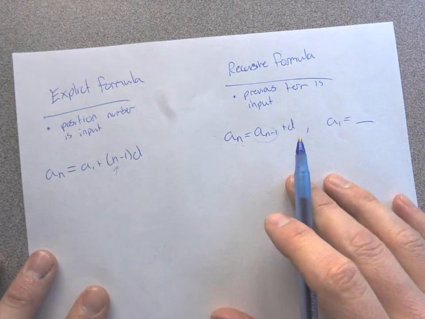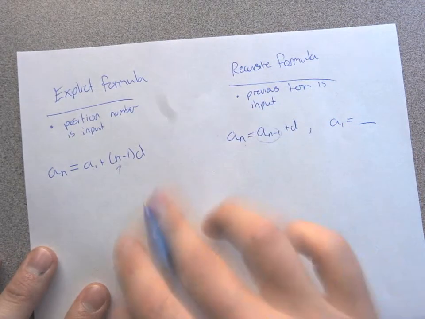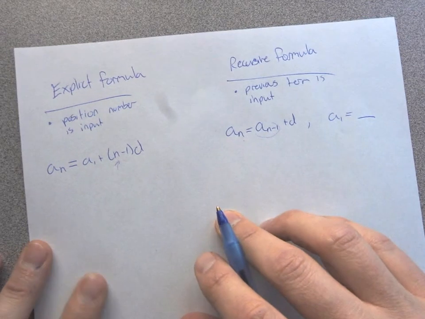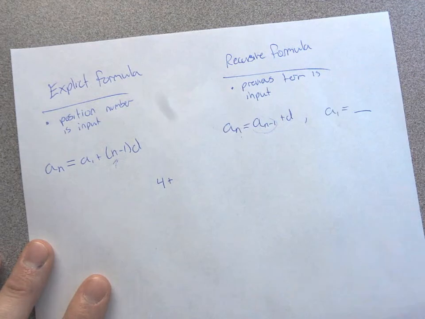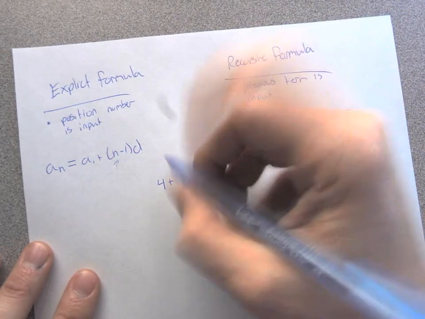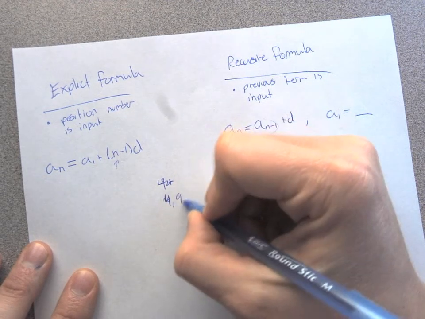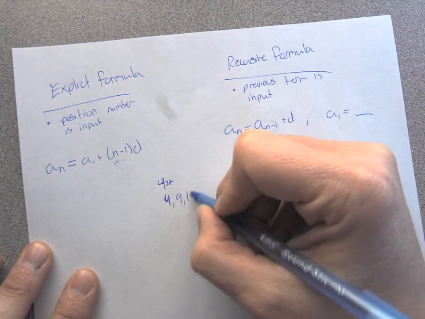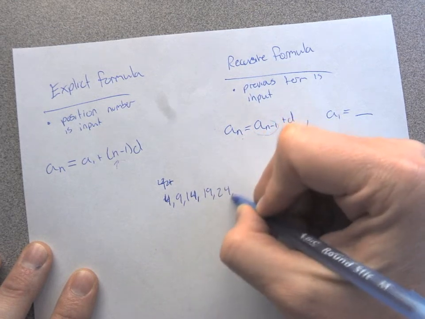So let's actually get a sequence and see what's going to happen here. I'm going to put this in the middle because this is going to be a sequence for both of them. So let's start with 4, and we'll add, let's say, 5 every time. So 4, 9, 14, and we'll do 19, 24, and so on.